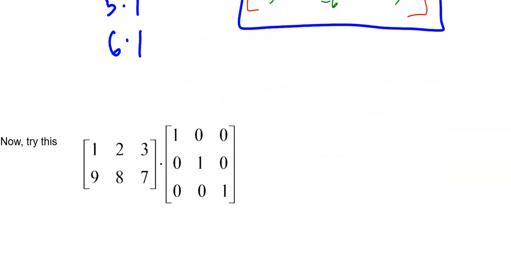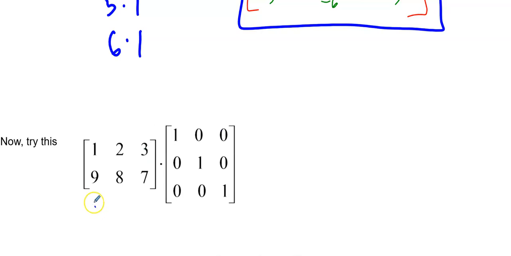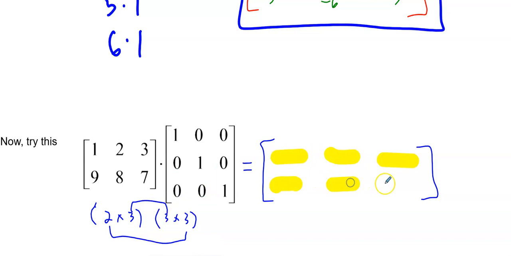Let's try this one, see if this one works. First of all, does it even multiply? So this would be a 2 by 3 times a 3 by 3. So can we do it? Yes, we can. The dimensions of the answer are going to be a 2 by 3. So we're going to have a 2 by 3 as our answer. The matrix is going to have that kind of a look to it here.